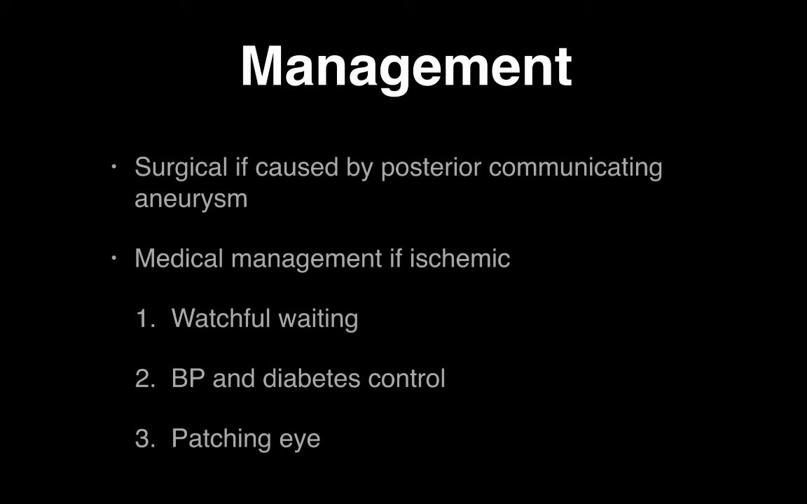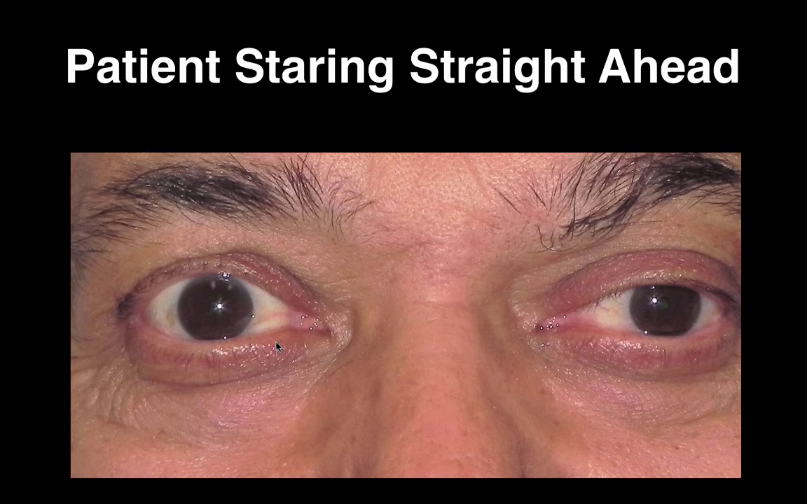Management of these patients is going to be surgical if the etiology is a posterior communicating aneurysm, and it's going to be medical if it's ischemic. And by medical, for the most part, we mean watchful waiting. You're obviously going to want to have these patients do good blood pressure and diabetes control. In the meantime, while waiting to see if this resolves, patching the affected eye can be helpful since this will eliminate the diplopia.